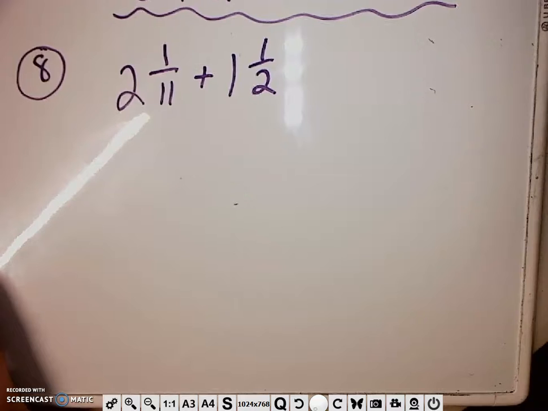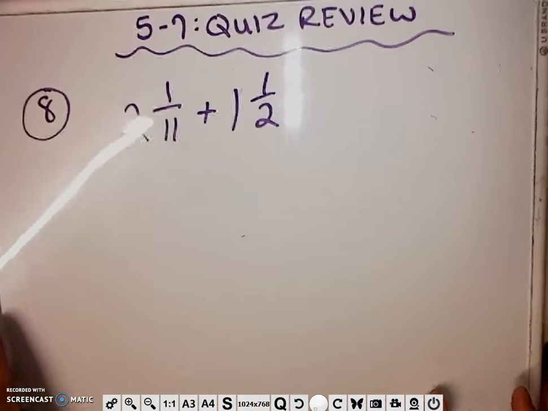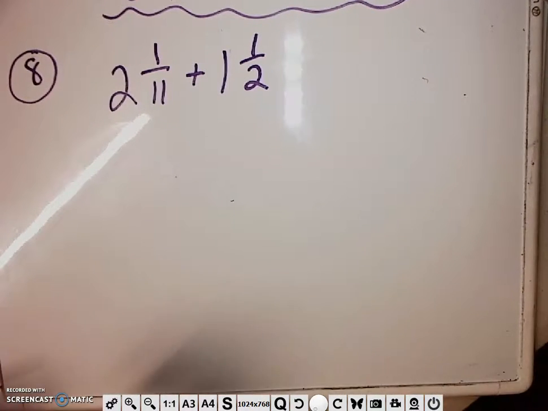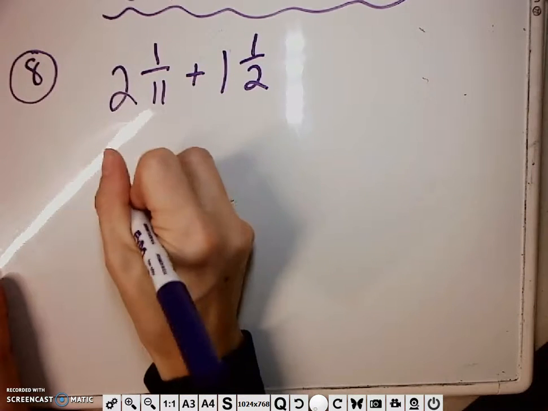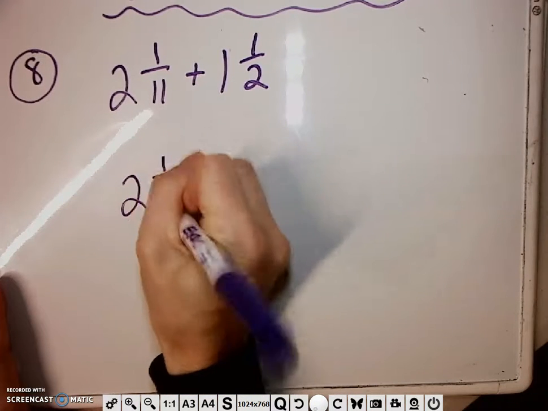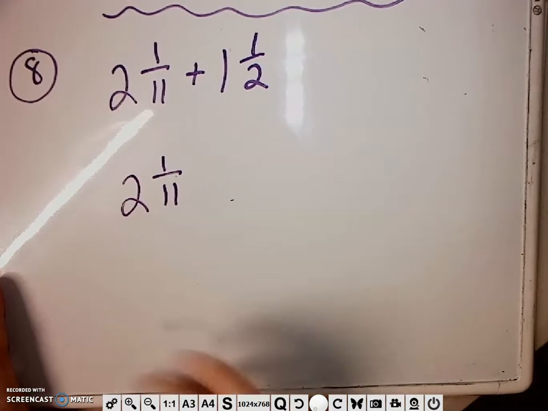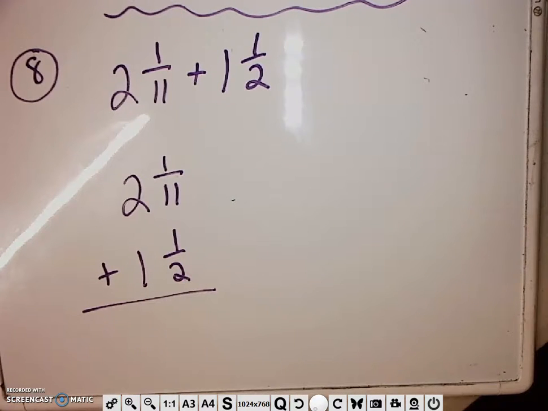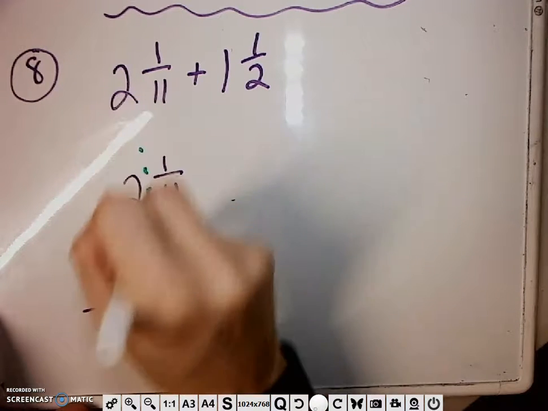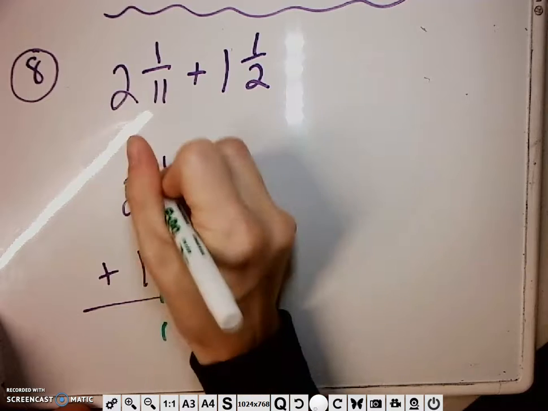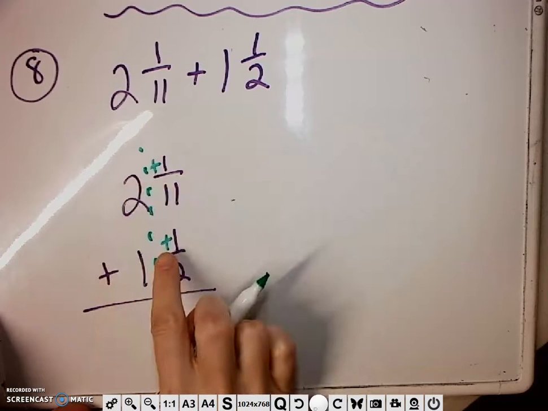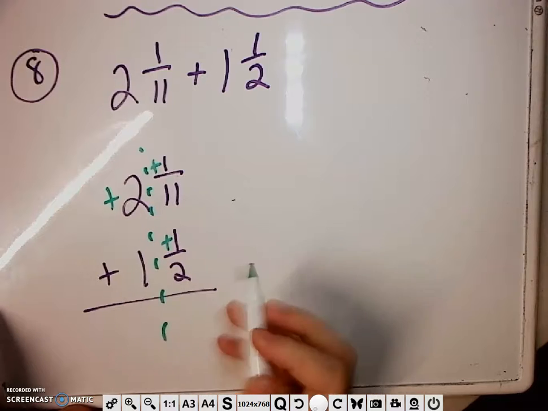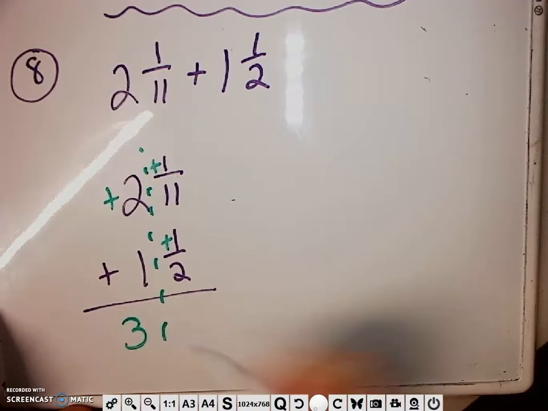All right, the next problem I'm going to do is number 8 on the quiz. Okay, so this says 2 and 1/11 plus 1 1/2. So again, I'm going to first write this going up and down, and this is like the regrouping method. So 2 and 1/11 plus 1 1/2. If I write this going up and down again, I bring over my positive. If this were minus, this would be a negative. All right, so we carry over the signs for both of these. So positive 2 and positive 1 gives me positive 3.